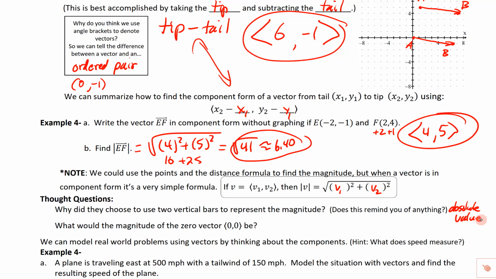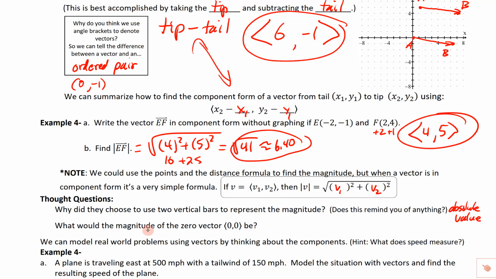Okay? Because when we deal with absolute value, we don't care which direction we are from 0, whether it's to the right side or the left side, positive side or negative side. We just care how far. Just like when we're talking about the magnitude of a vector, we don't care which direction it's pointed. We just care how long that vector is, how long that directed line segment is.